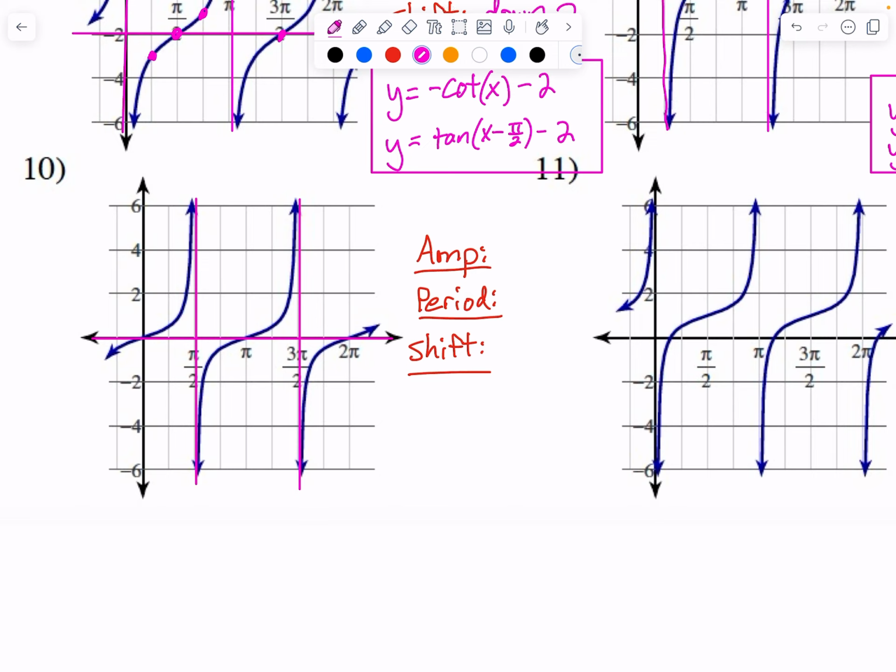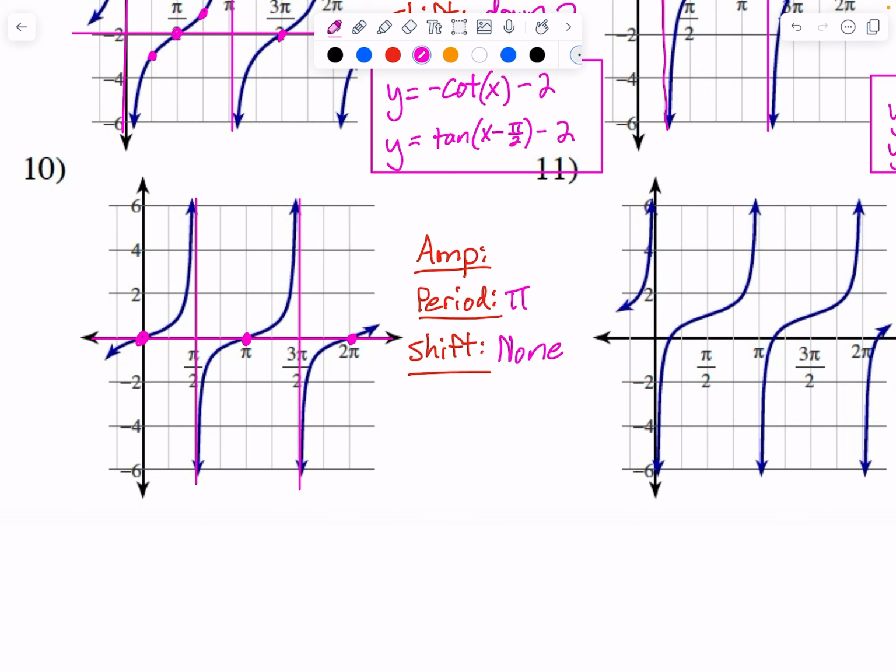Let's do period first. This is definitely sine, tangent. I can see it going through the origin there and going like that. So there is no left or right shift. The midline's in the middle. There are no shifts. The period is pi, so that didn't change.